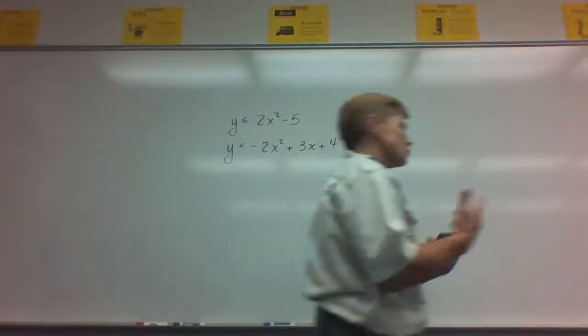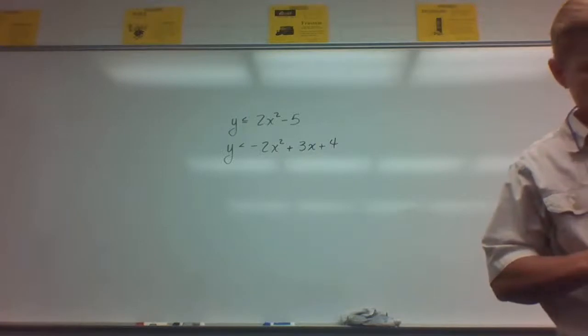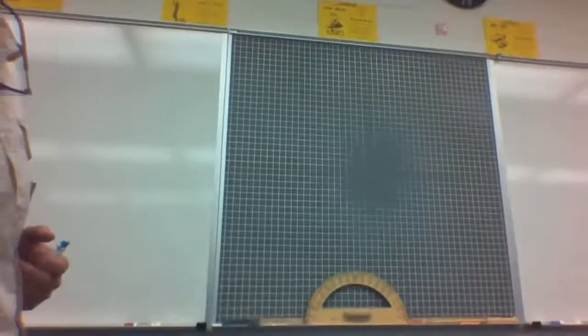Okay. So by looking at that, not even identifying any of the stuff, hopefully you'll be able to say that's just the regular one moved down 5, and it's vertically stretched or shrunk. So we're going to start here, and it's vertically stretched by 2, and it's going to open up or down. Why up? Because the leading coefficient is positive.